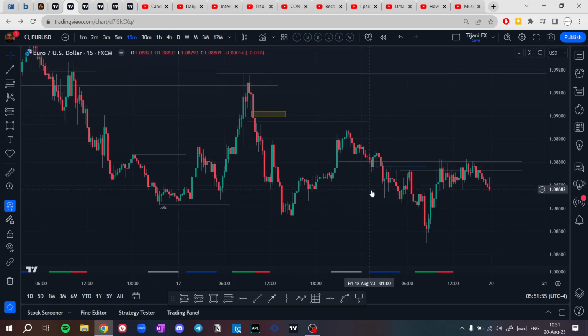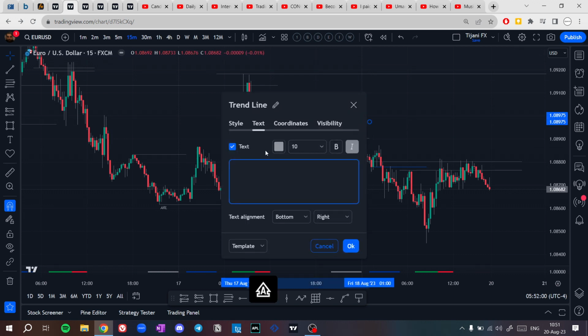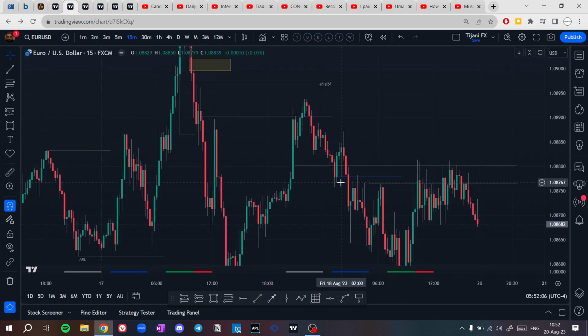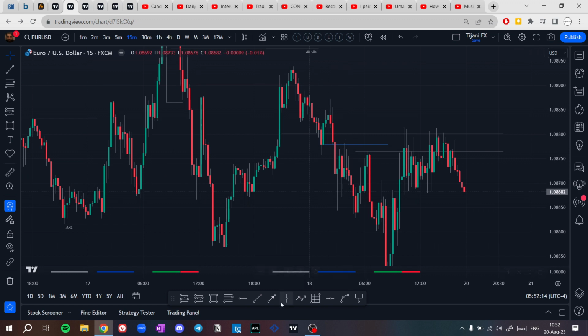Then on Friday, price retraced to the 4 hour CB, then it dropped lower, taking this high, a break of market structure, another break of market structure as a confirmation. Then this was an entry for me at this mitigation block and order block. So it was an entry for me to sell here, but I didn't take it.